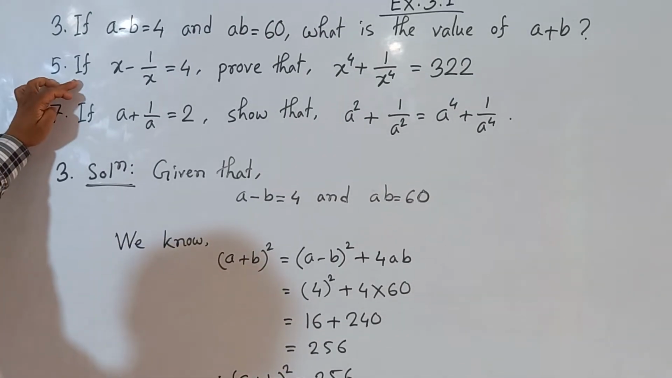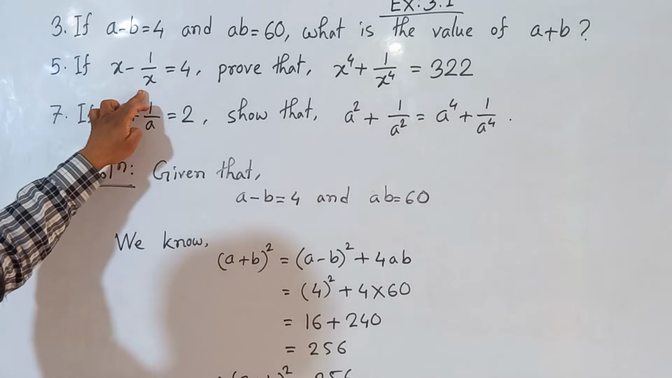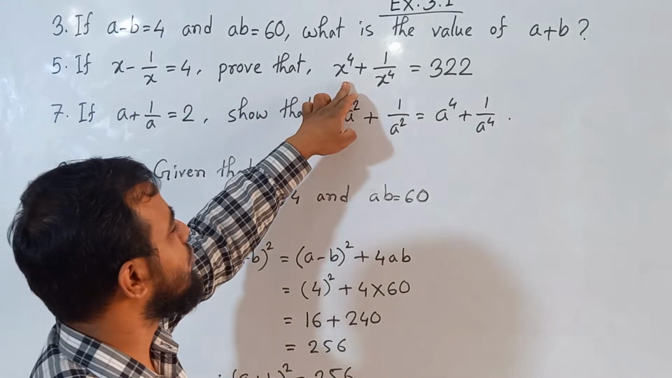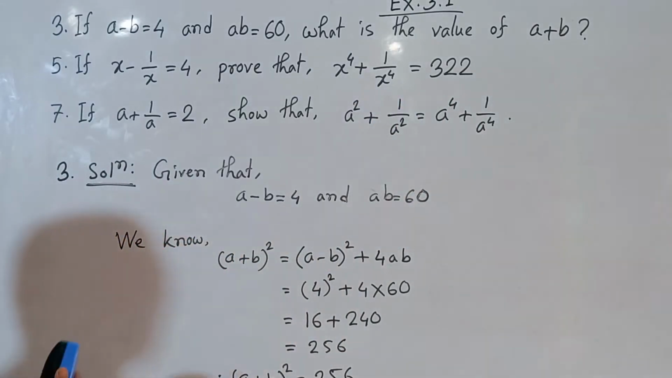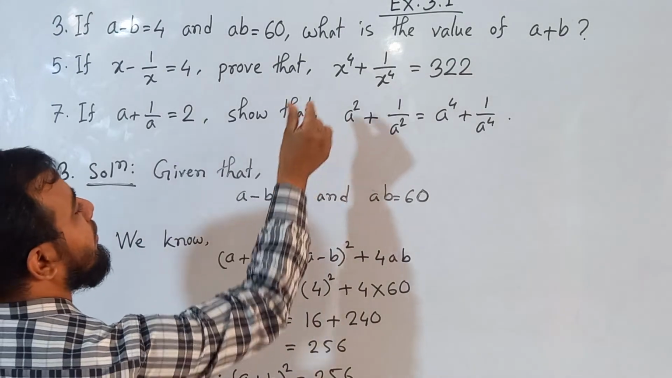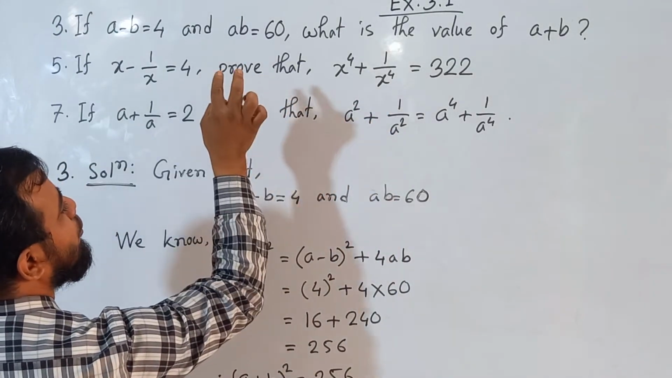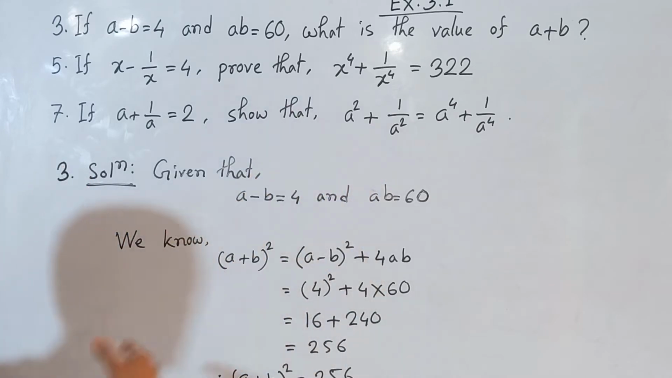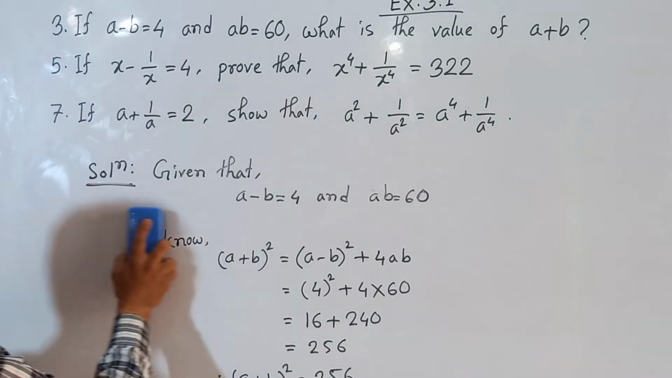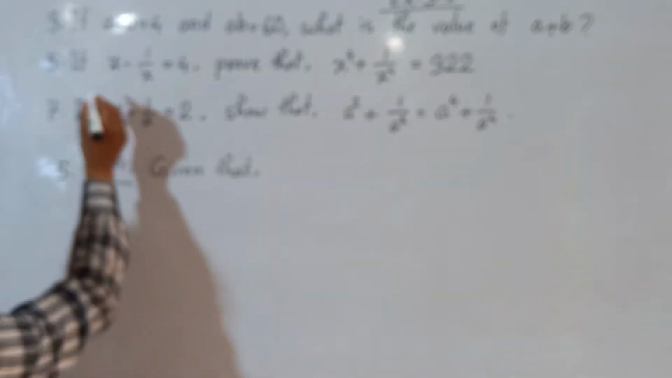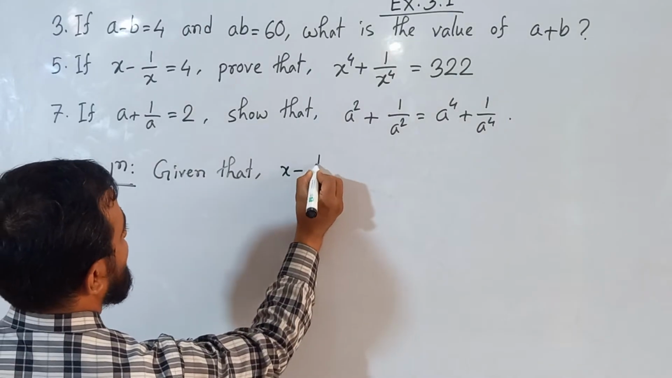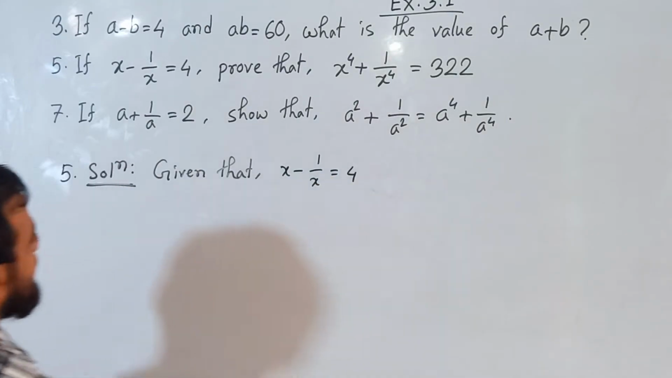Now question number 5 is: if x minus 1 over x equals 4, prove that x to the power 4 plus 1 over x to the power 4 is equal to 322. For this sort of problem, to prove or show something, we take the left hand side first and calculate its value. After that, we take the right hand side and, if needed, also find its value. Now, for question number 5, the solution: given that x minus 1 over x is equal to 4, which is given.